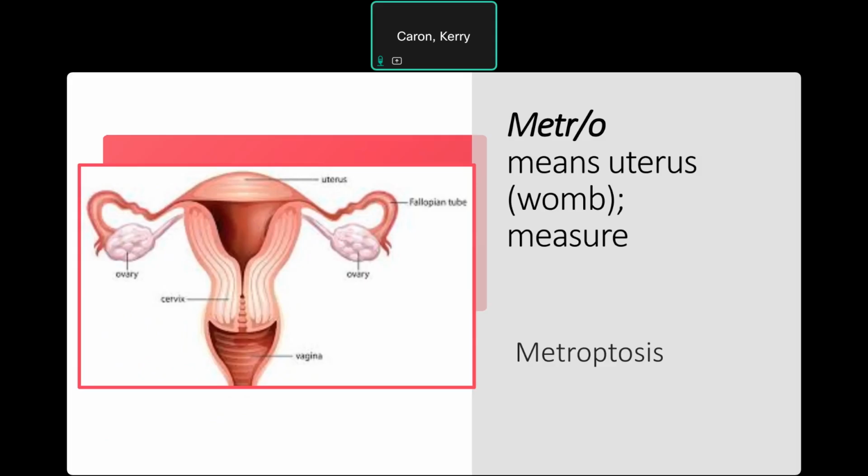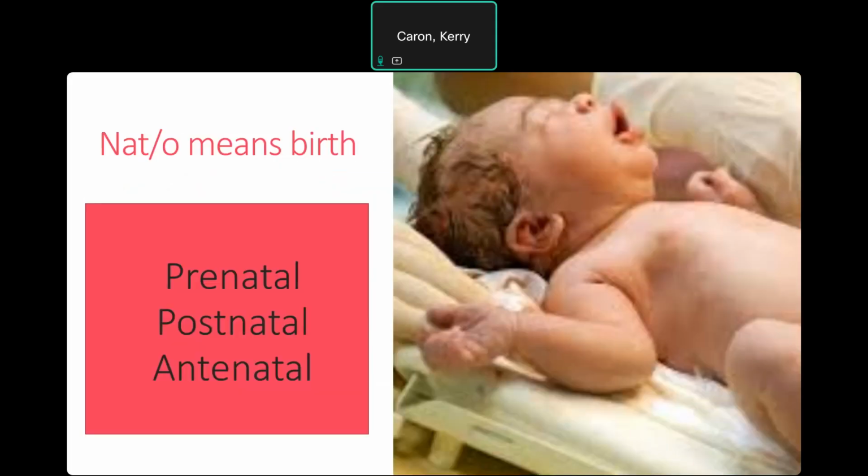Metro, also metrio, means uterus or specifically to measure. So metroptosis means downward displacement of the uterus. Nato means birth. So prenatal is before birth, postnatal is after birth. Antenatal is the times immediately surrounding a birth.